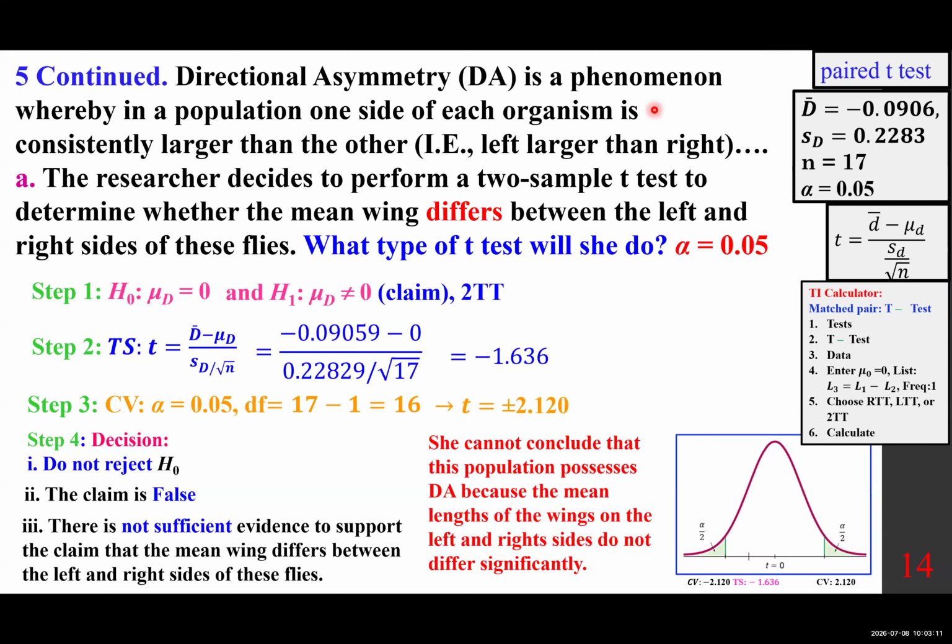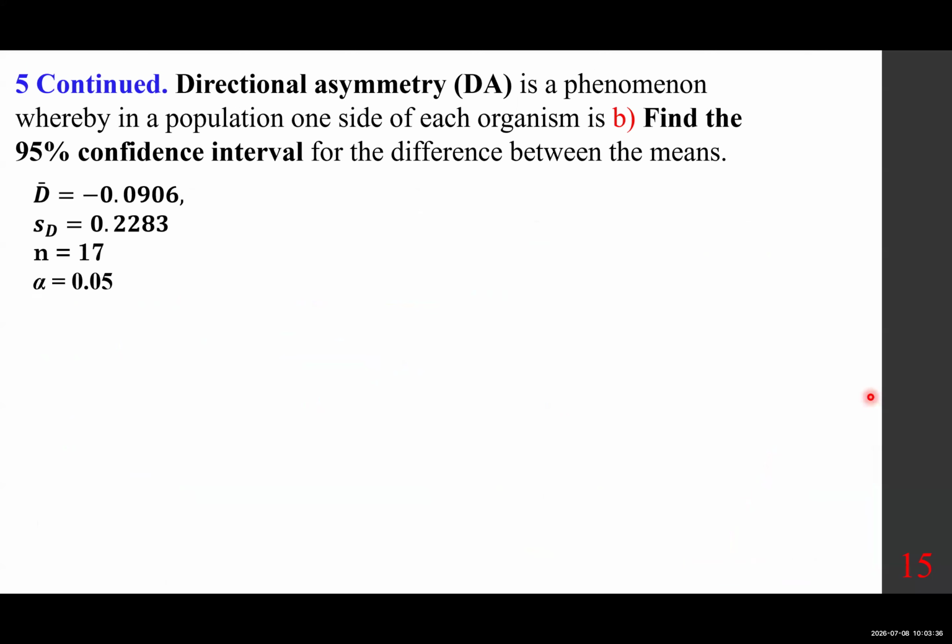All right, so as far as technology is concerned, for the TI calculator, you can use the matched t-test. So test it in the following manner. Data, enter mu 0 equals 0, and the list L3 contains L1 minus L2. Choose right tail test, left tail test, or two tail test. Of course, in this case, two tail test. Do the calculation, it will give you the answer.